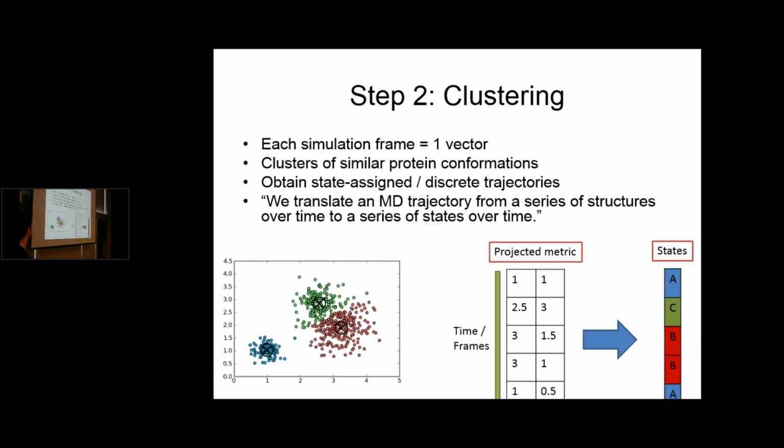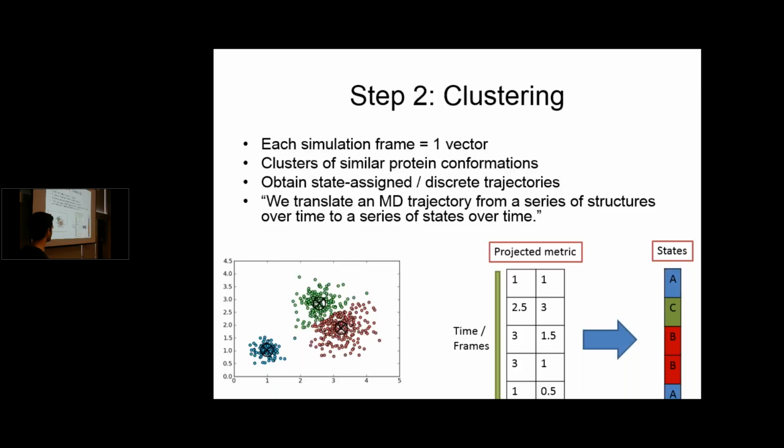Okay, so as I said, every simulation frame that we have will get projected onto a vector of multiple dimensions, depending on how many we choose. And then we're going to cluster them depending on how similar the conformations are. So you can imagine, like Joao showed you yesterday, that you can use this metric, RMSD, or the metric distance.